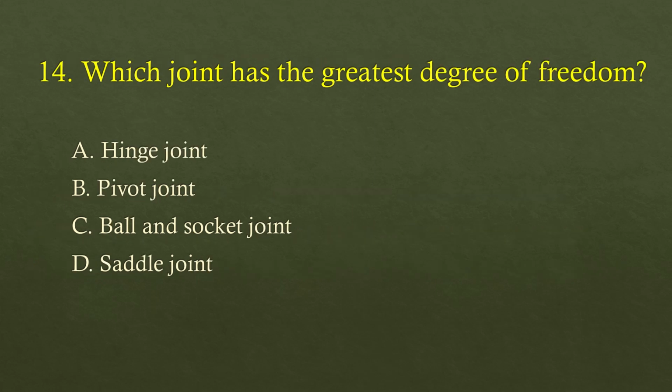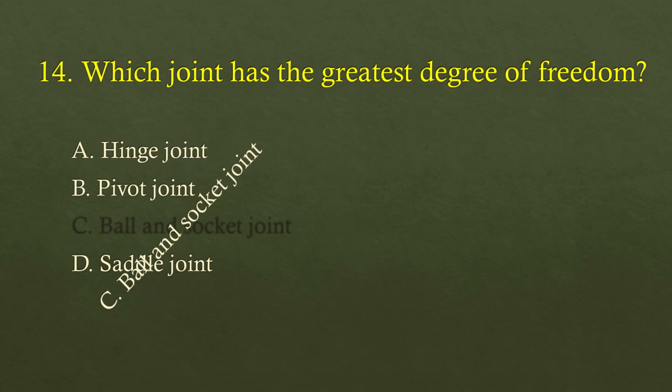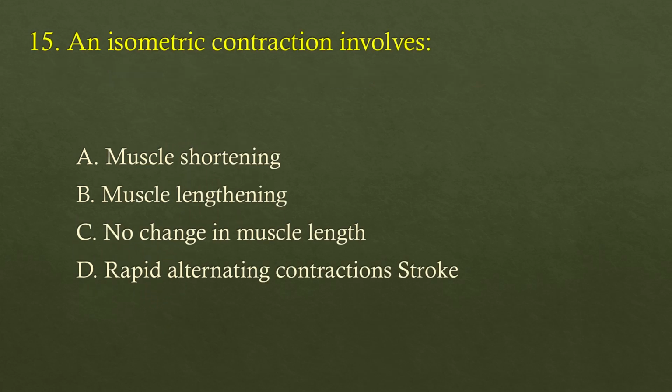Number 14. Which joint has the greatest degree of freedom? A. Hinge joint, B. Pivot joint, C. Ball and socket joint, D. Saddle joint. So the answer is C. Ball and socket joint. Number 15.